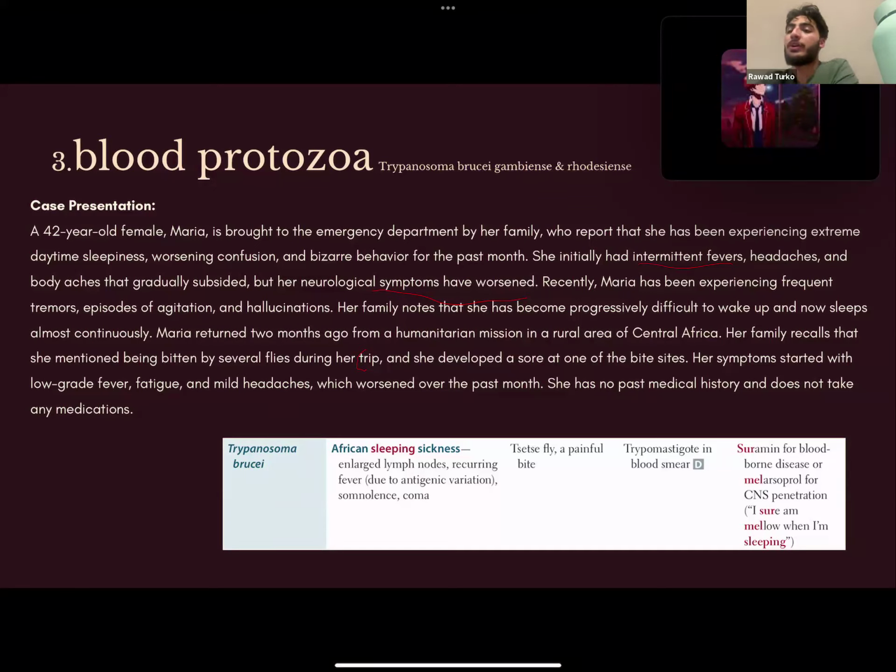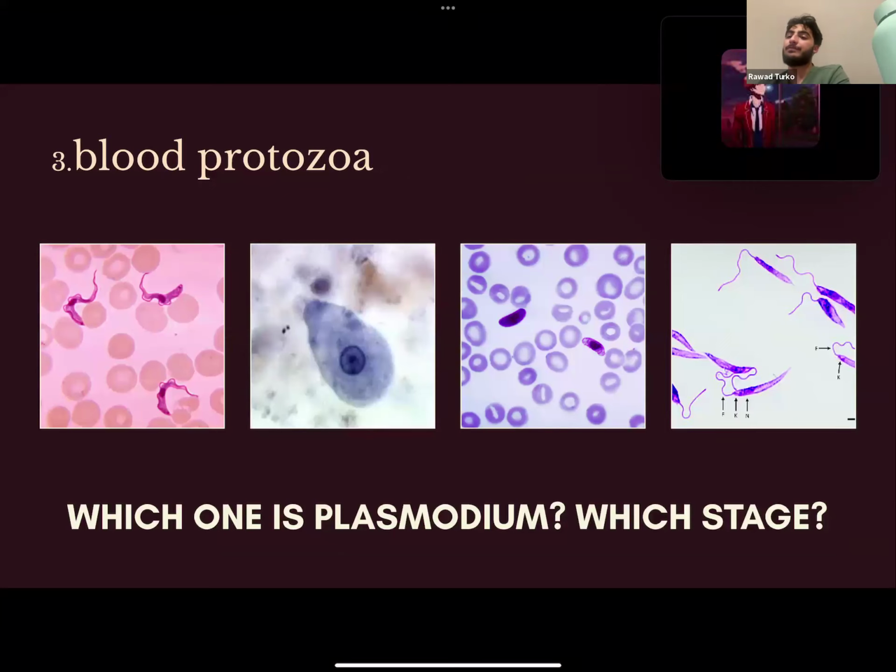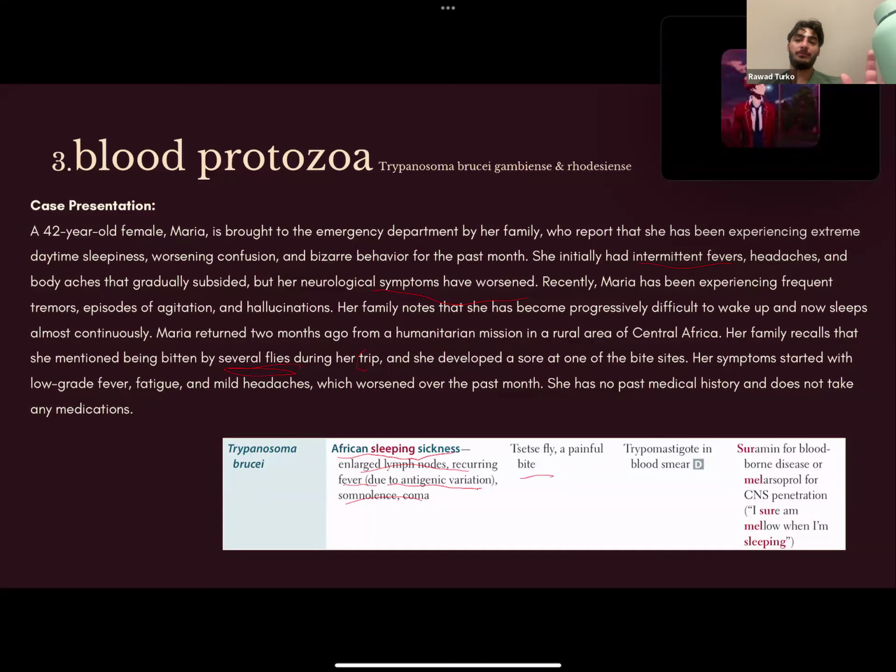Okay. And again, she was bitten by several flies. That's how you know that it's Trypanosoma brucei. Okay, so African sleeping sickness: enlarged lymph nodes, recurring fever due to antigenic variation, not that important, somnolence and coma. Okay, this is a painful bite. One thing to remember is that the tsetse fly bite is painful. Okay, all right, we're done with blood protozoa.